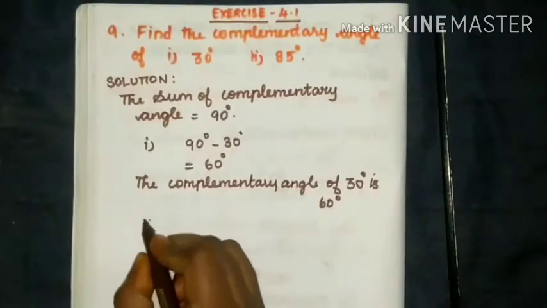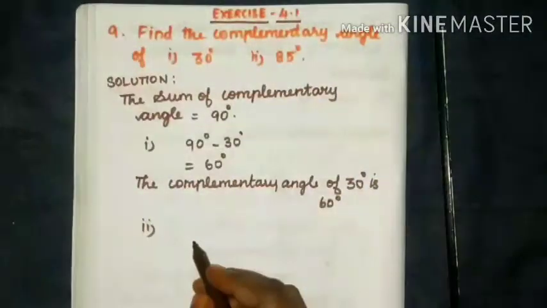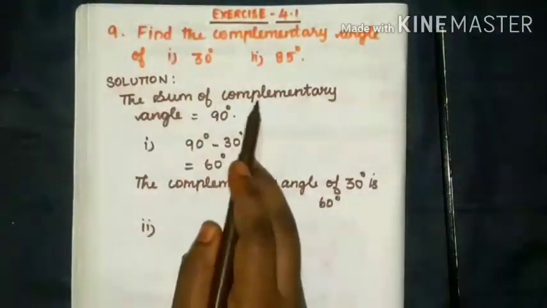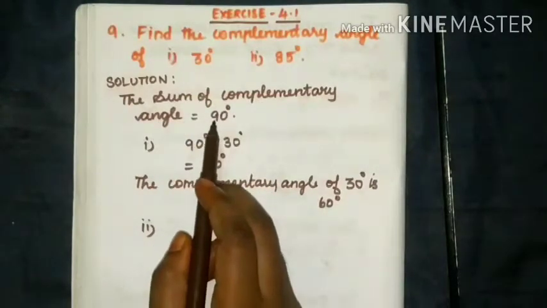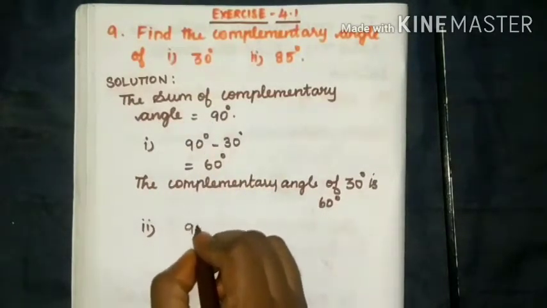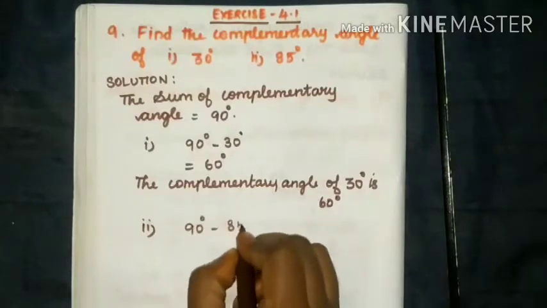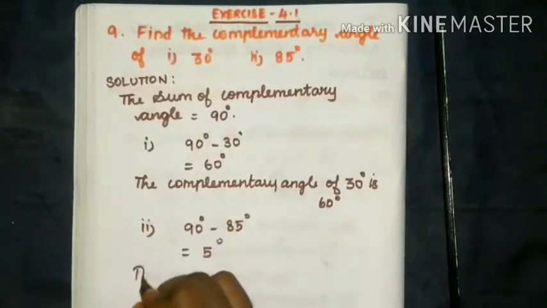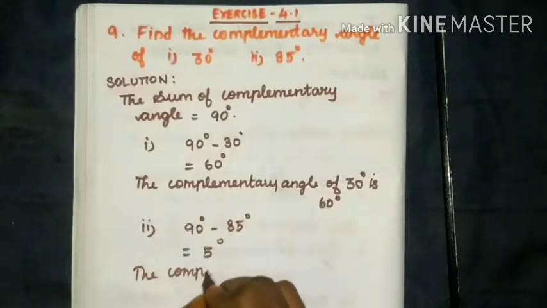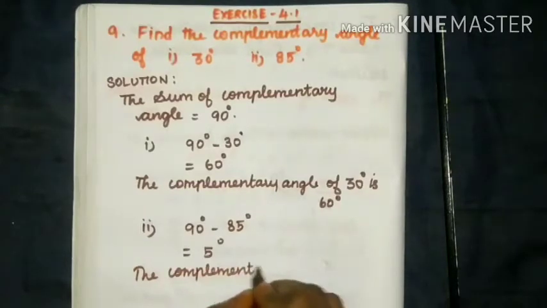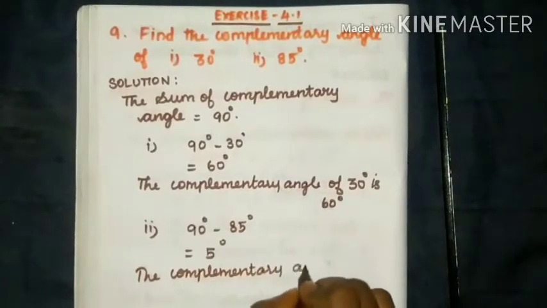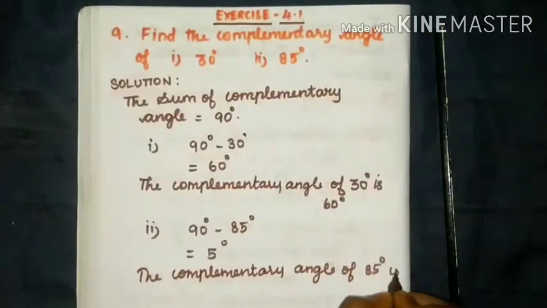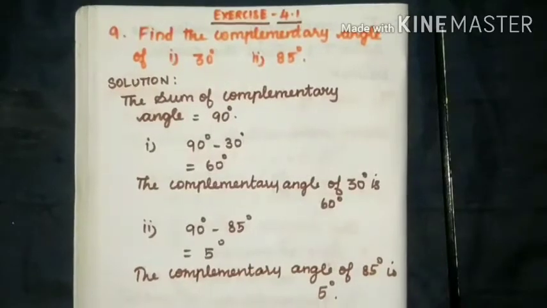Second one, 85 degree. You have to find the complementary angle of 85 degree. The sum of complementary angles is 90 degree. So 90 degree minus 85 degree is 5. So the complementary angle of 85 degree is 5 degree.